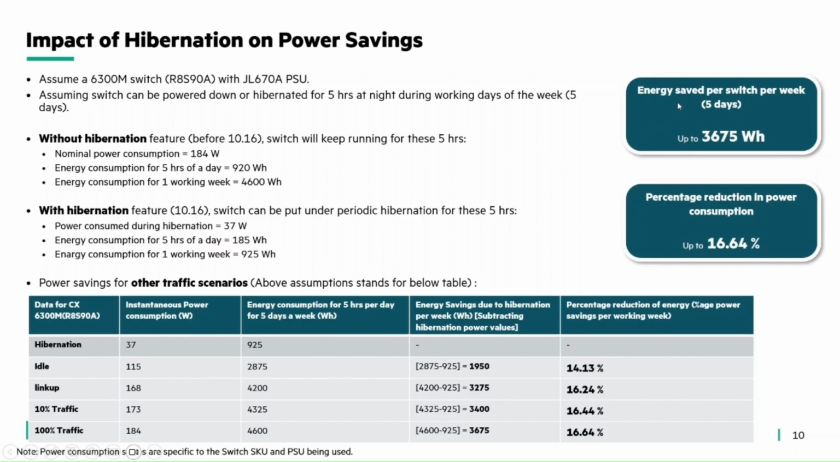Here, to highlight the energy saved per switch per week, that is 5 days, for a single switch, it is up to 3675 watt-hours. This is the energy saved for a single switch per week, that is for 5 days for 5 hours. The percentage reduction in power consumption is up to 16.64 percent. This is a significant reduction in power consumption, and you can multiply that by the number of switches and you can see the unnecessary cost and carbon impact add up quickly.